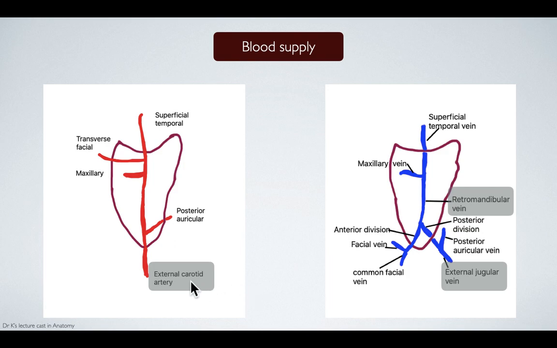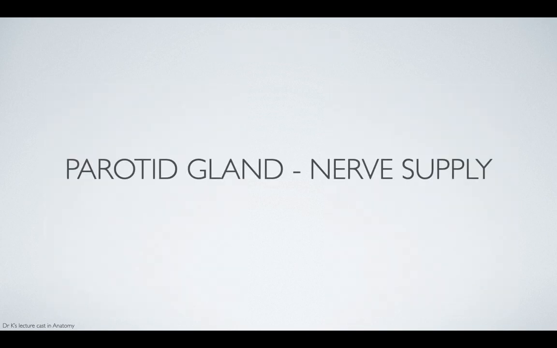So just mention blood supply is by the branches from the external carotid artery and venous drainage is by the retromandibular vein, and if you remember you can also write external jugular vein. Lymph nodes: the parotid gland has superficial and deep parotid nodes which drain the parotid gland.